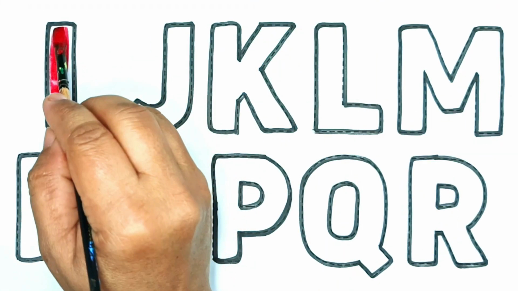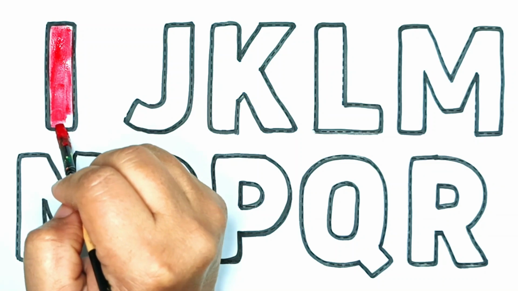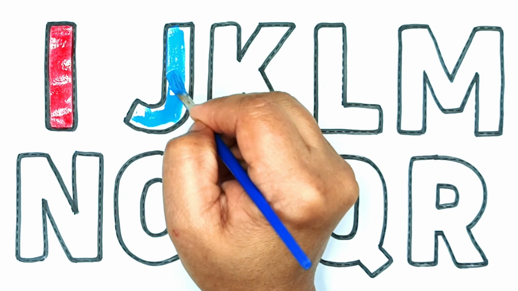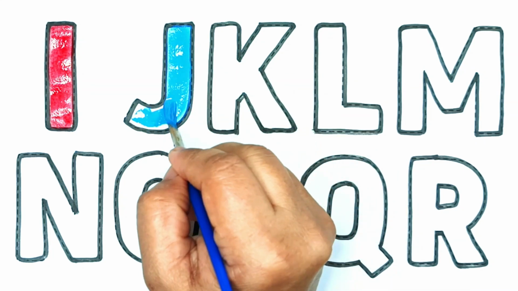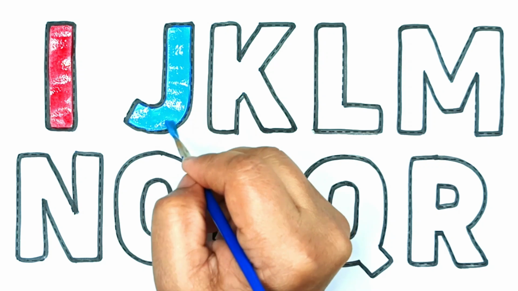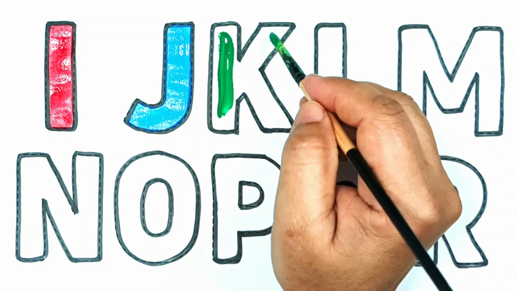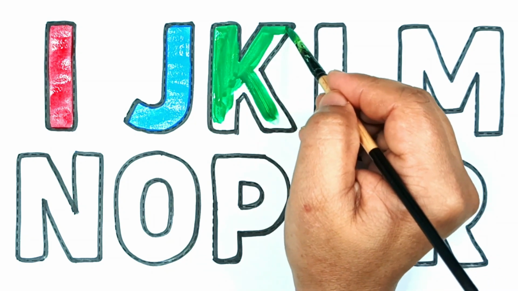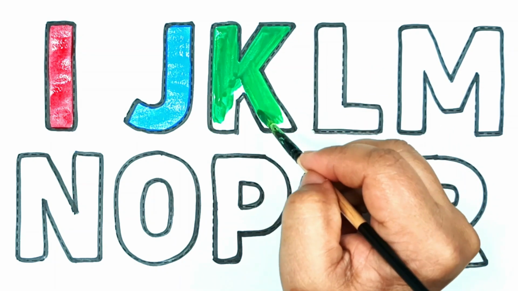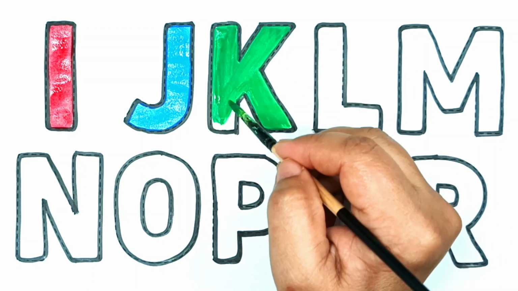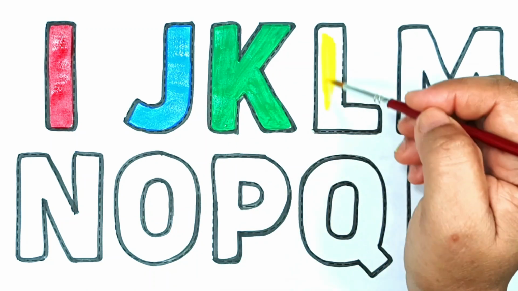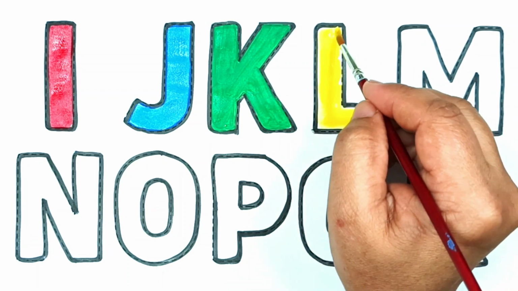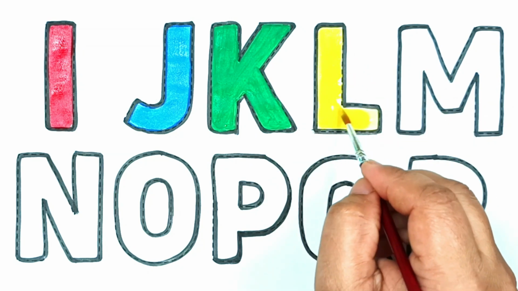I for Indian. I for igloo. I is for island, surrounded by sea. J for jam. J for juice. J is for jam, you eat with your tea. K for kangaroo. K for key. K for koala, he's cute and he's brown.